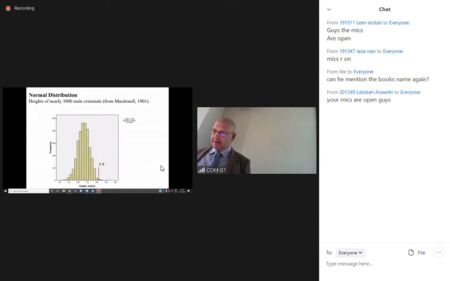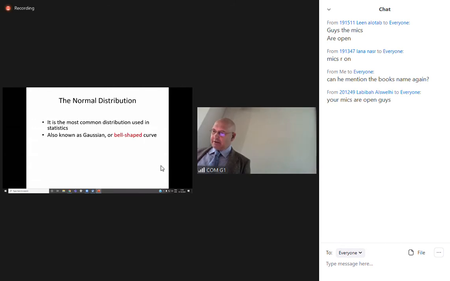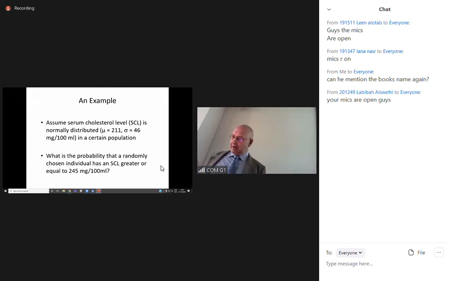So we did this already yesterday, and we were talking about the population parameters, the mean and the standard deviation. The standard deviation is the variability around the mean. So if this is a large value, 46, if this was large, let's say it was 100, that means there's a lot of scatter. If it was small, like let's say 10 milligrams per 100 mil, then it would be a narrow distribution.